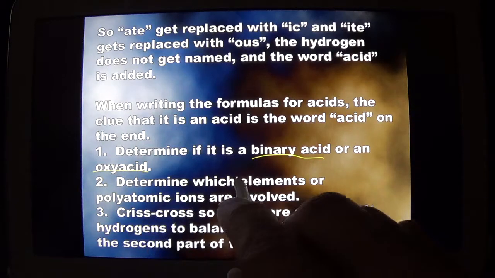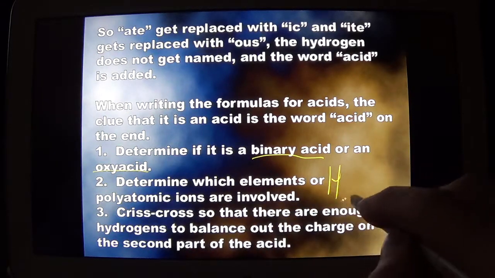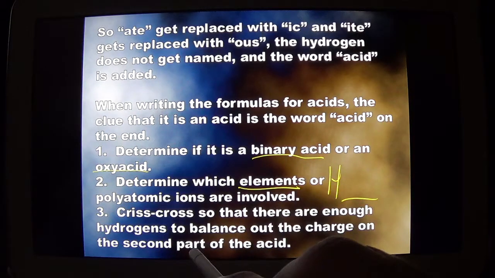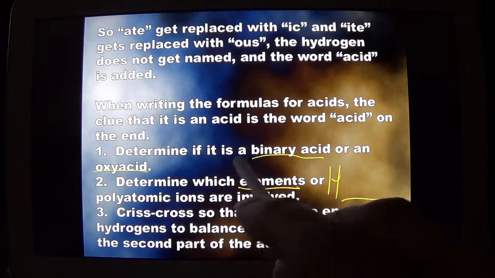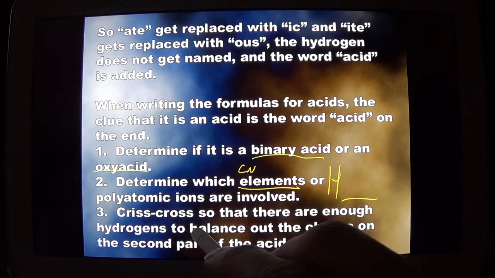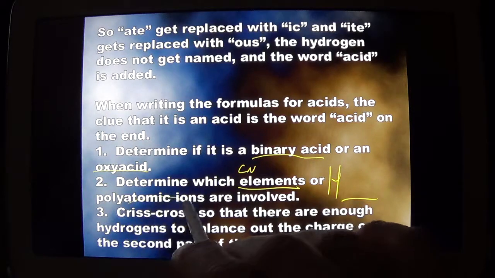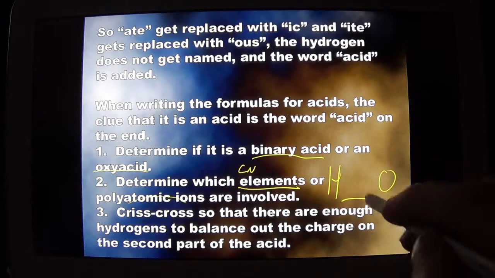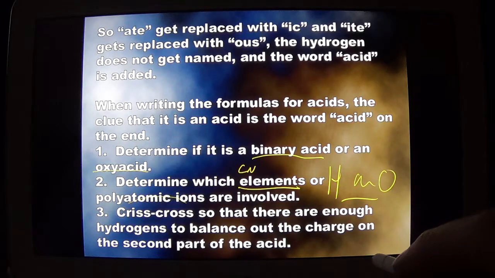Then you determine all acids start with H, so you determine what's going to go after the H. Is it going to be an element because the name started with hydro, or is it going to be a polyatomic ion without oxygen like cyanide? Or is it going to be a polyatomic ion because it did not start with hydro and it therefore must have oxygen in it and something else holding it together?